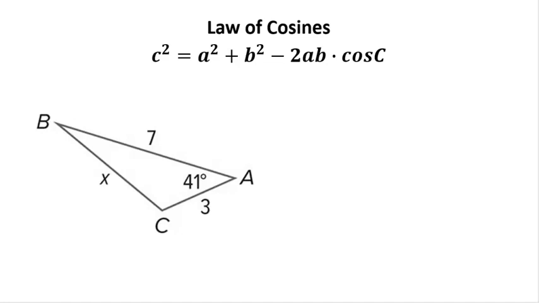So here is our formula for the law of cosines. It looks a little like the Pythagorean theorem, but then it starts changing up towards the end. And so we've got c squared equals a squared plus b squared minus 2 times ab times the cosine of C.